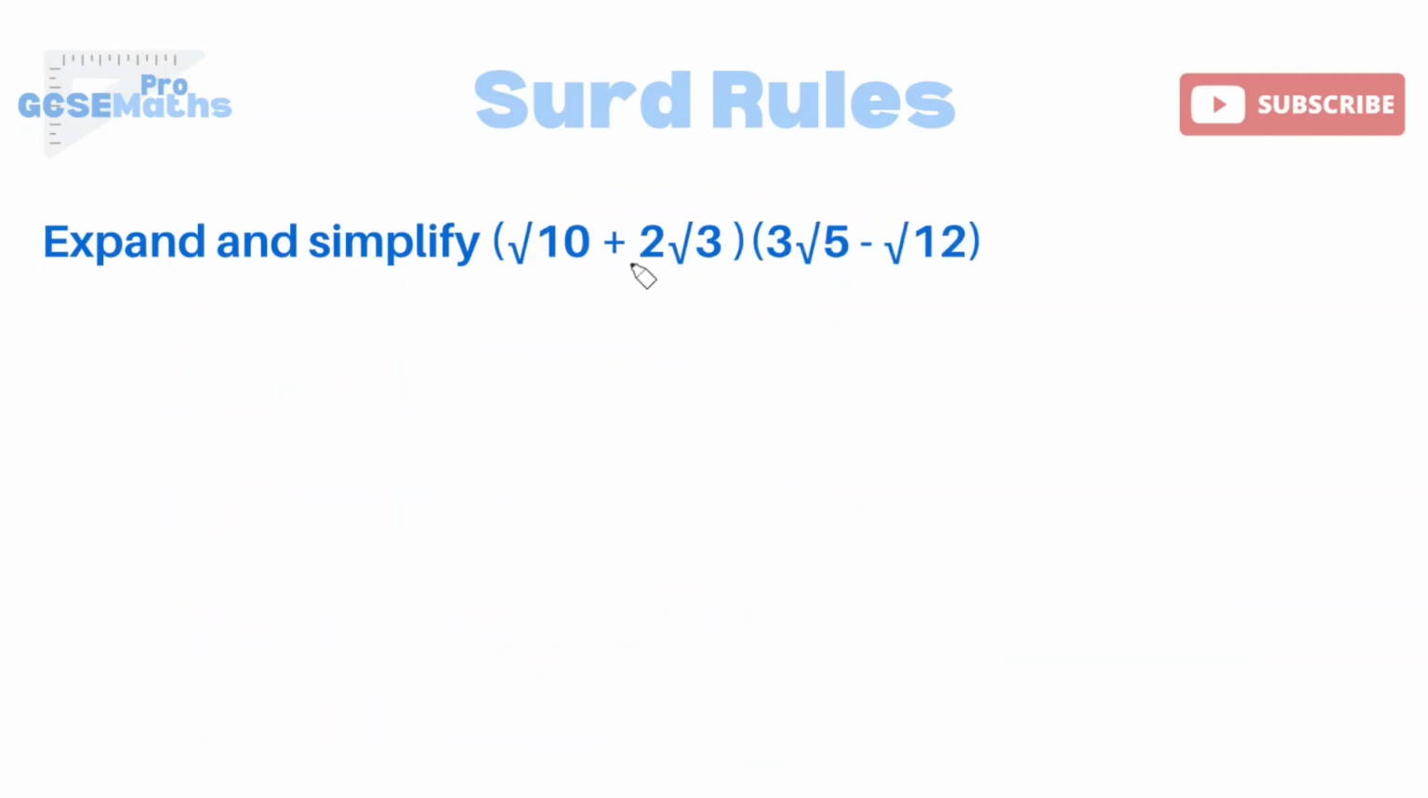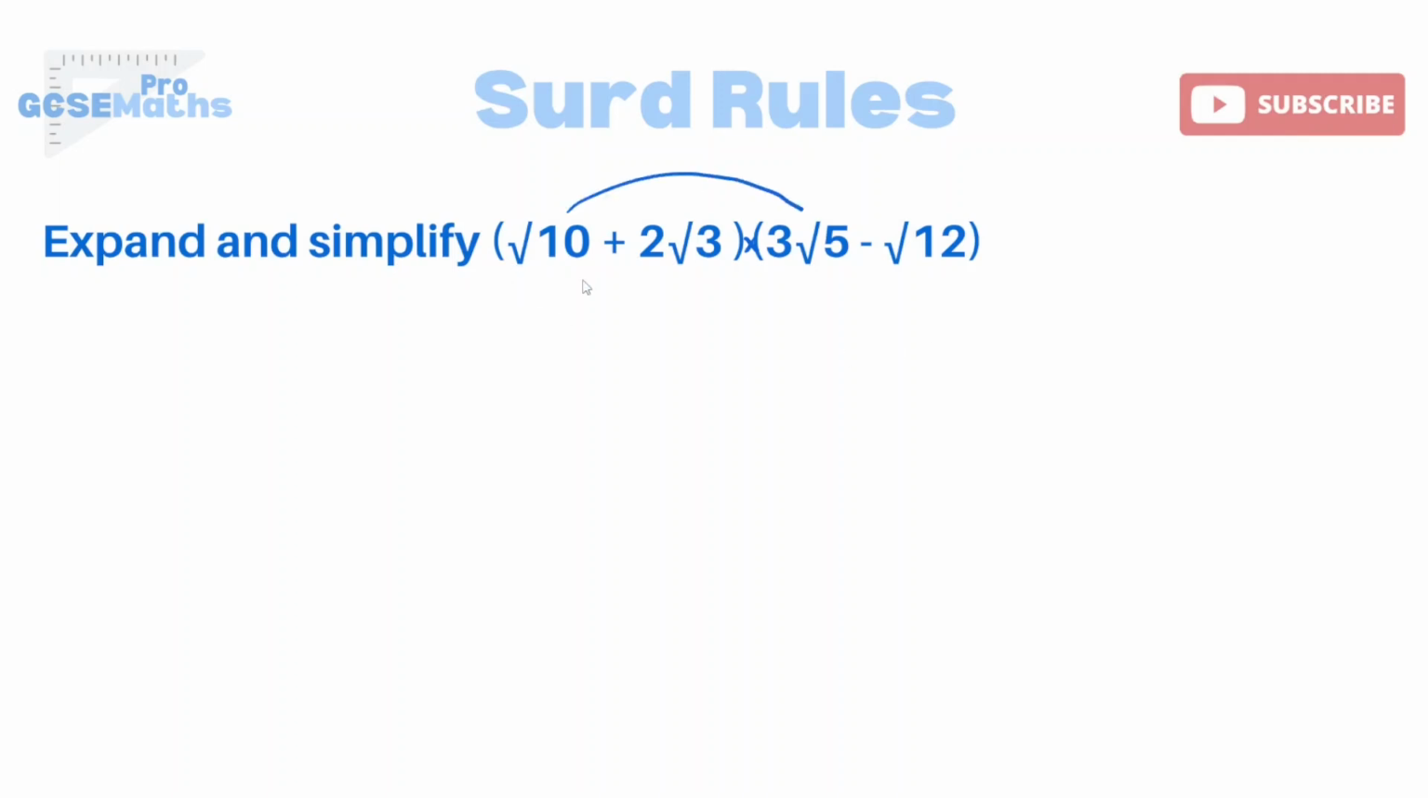Expand and simplify root 10 plus 2 root 3 multiplied by, again we've got an imaginary multiply symbol there, 3 root 5 minus root 12. So just be careful with this one, we've now incorporated some negatives as well. So you have to not only think about surds, but also think about when I'm multiplying positives, negatives, and so on, what would my answer be?